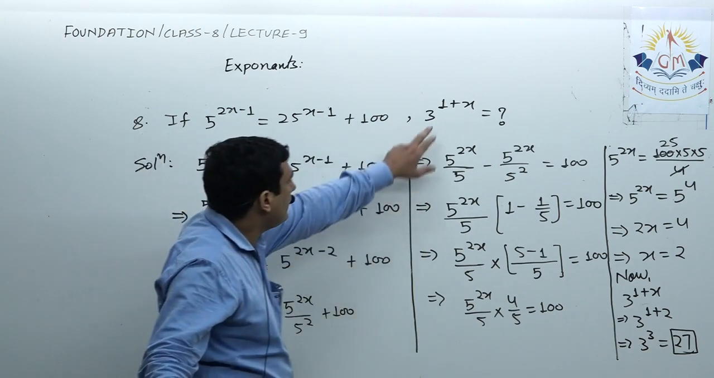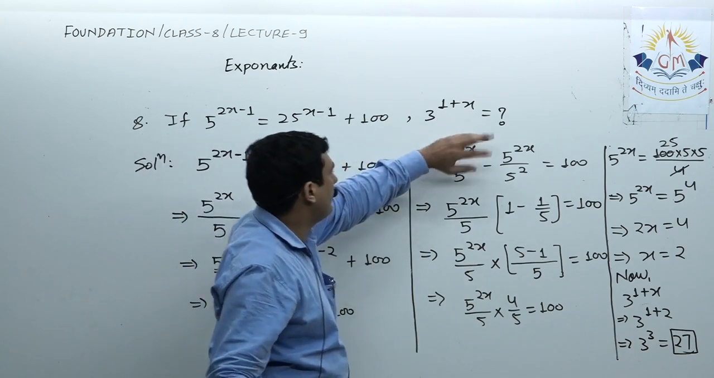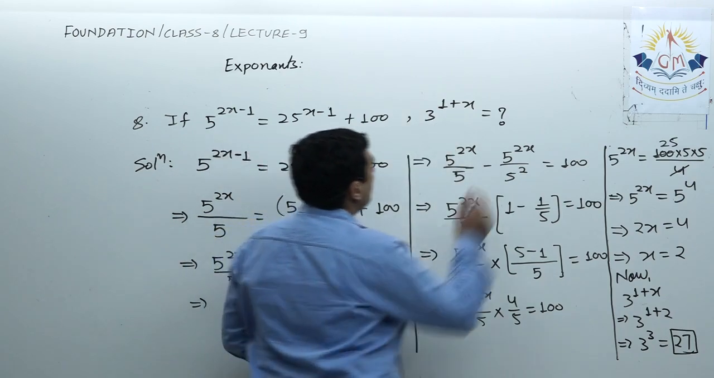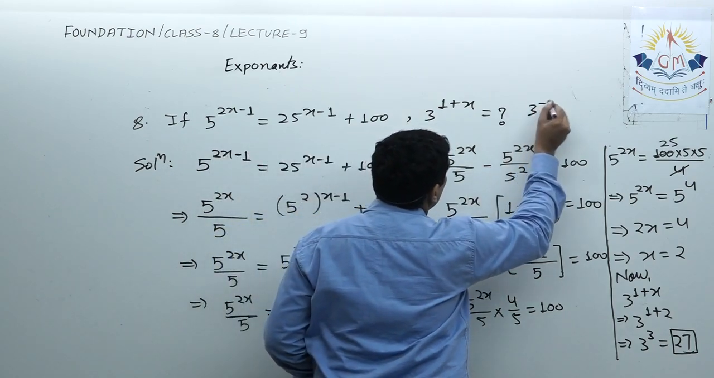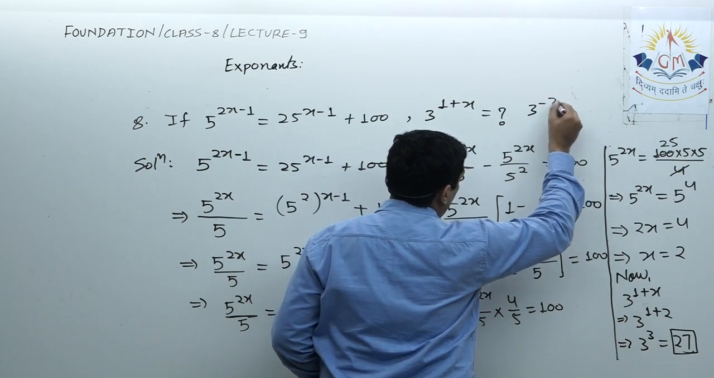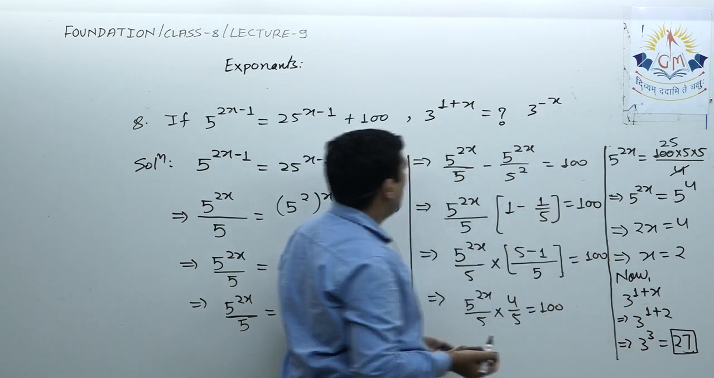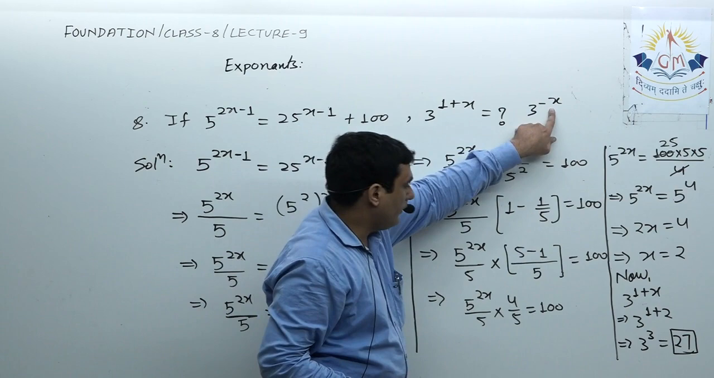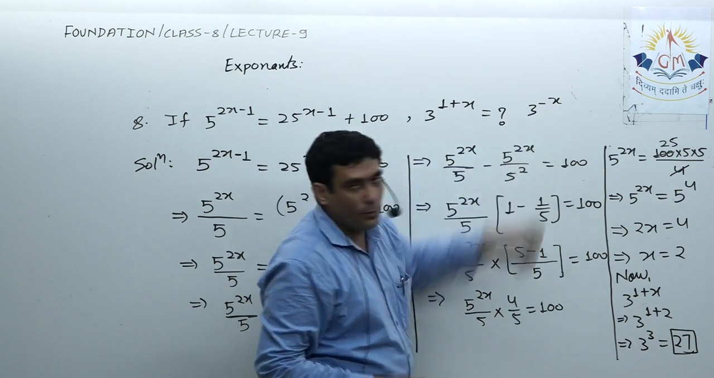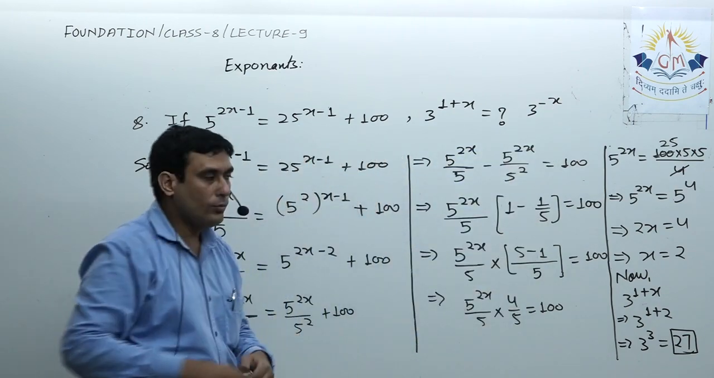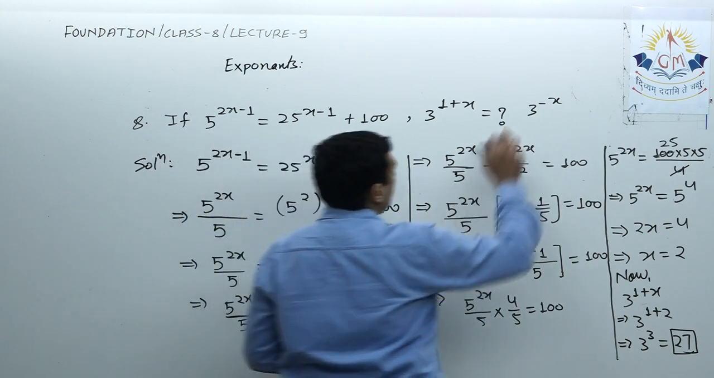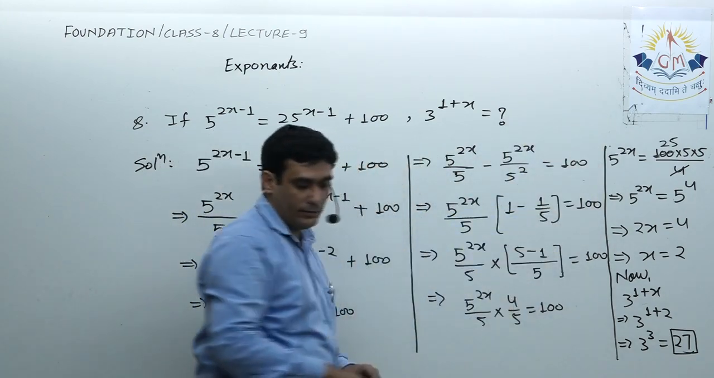So here they asked 3 raised to 1 plus x. They might ask you to find the value of 3 raised to minus x. Okay, so that is again easy. 3 raised to minus x will be 1 upon 9. Okay, so many things can be asked after finding the value of x.